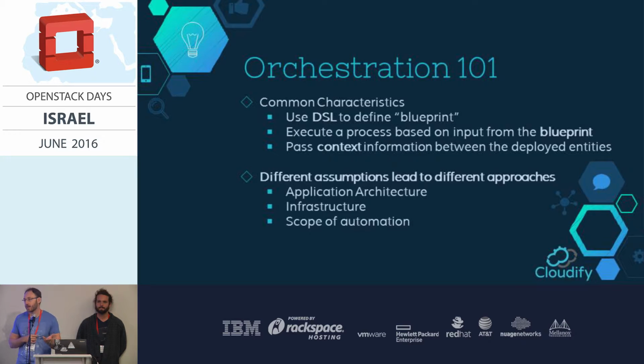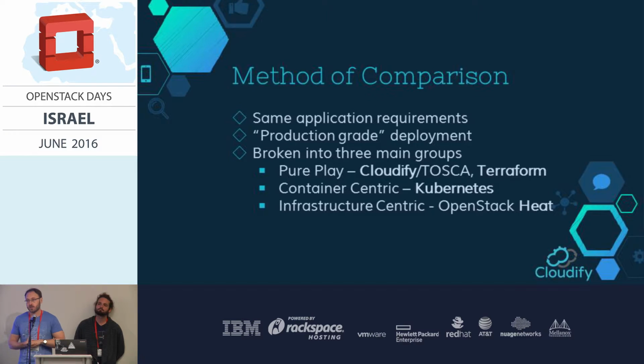And a classical example for that would be to bring up, for example, a database, and then use the same context, for example, the IP address from that database, and pass it to a different application server that will connect to that and use that database. So what we've realized as part of preparing for this presentation is that there are several types of orchestration platforms.